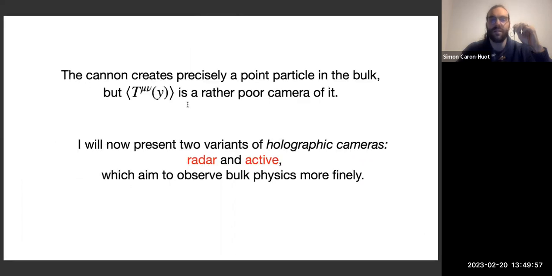This is basically what I just said. So there have been two variants of the camera. One is a bit more intuitive, and the other is mathematically simpler. So you pick which one you prefer. I will introduce them, and the point of them is to really measure the bulk geometry in which this particle evolves.